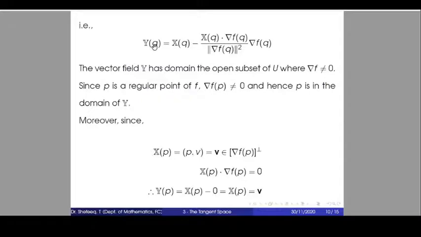Now we take y of P. So y of P equal to x of P minus x of P dot del F of P divided by norm del F of P whole square into del F of P. But x of P dot del F of P equal to 0 here, so this part is 0. So remaining only x of P, and x of P is actually V. So y of P equal to V.